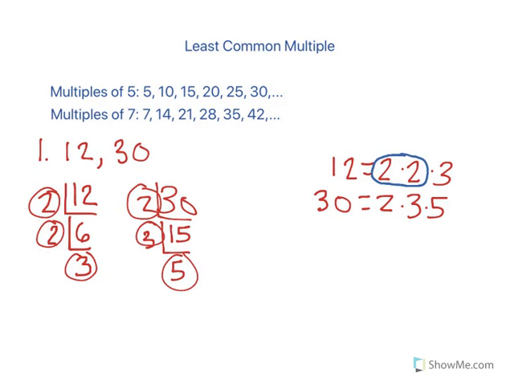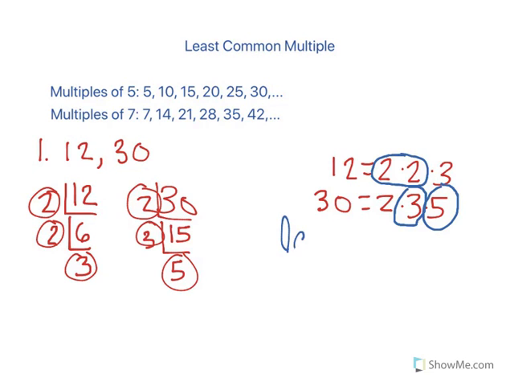Now look at your 3's. Who has the most 3's, 12 or 30? Well, 12 has 1 and 30 has 1, so it's a tie. So you just pick a winner. Doesn't matter which. I'm going to let 30 be the winner. So circle the 3 that the 30 has. And then 5's. Who's the winner of the 5's? Well, 12 doesn't have any 5's in its prime factors, but 30 does. So circle the 5 in the 30 list of factors.